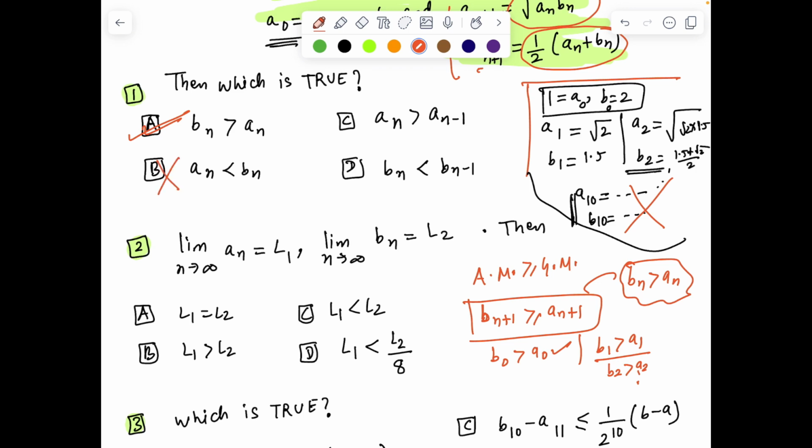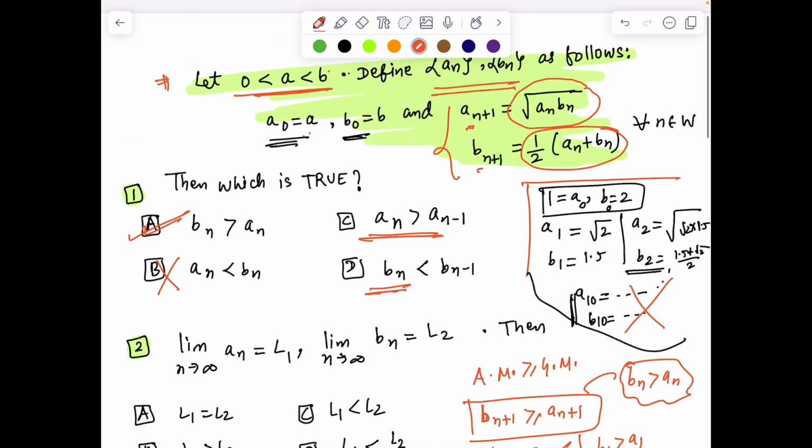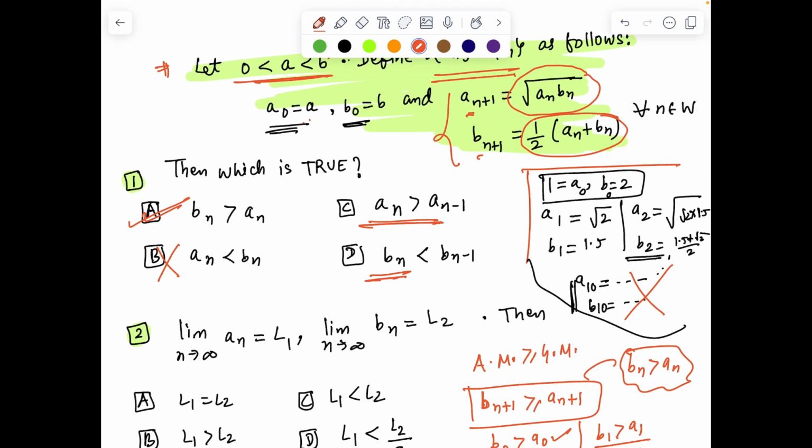Now coming to options C and D, what we have to check is whether the sequence an is increasing or decreasing, and so is bn. So how to comment about this? One way to get a feel for this question is, let's say we have a naught and b naught. Where will a1 be exactly? a1 is the geometric mean, so it will be somewhere here, and the arithmetic mean b1 is going to be here.